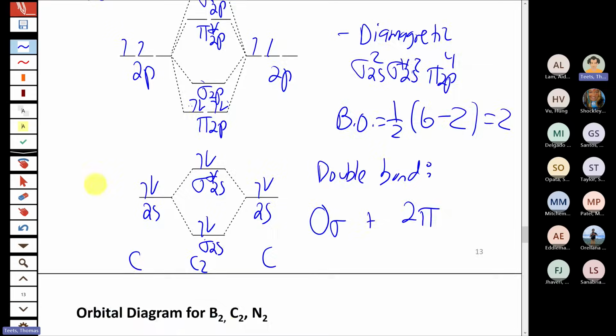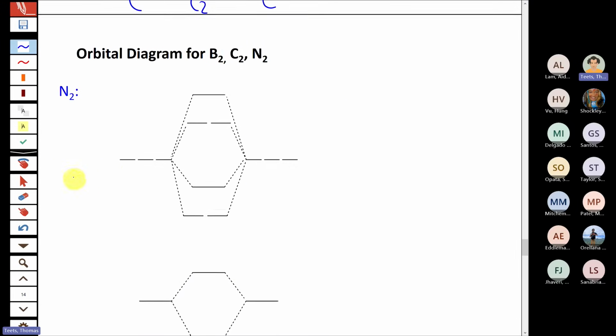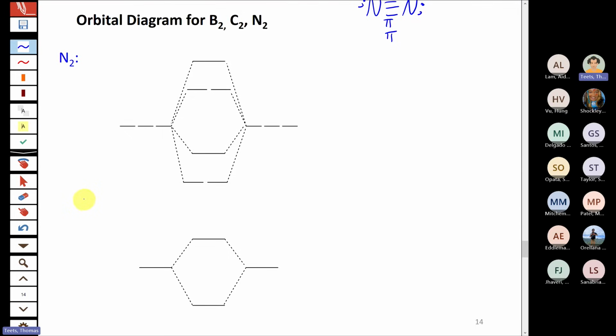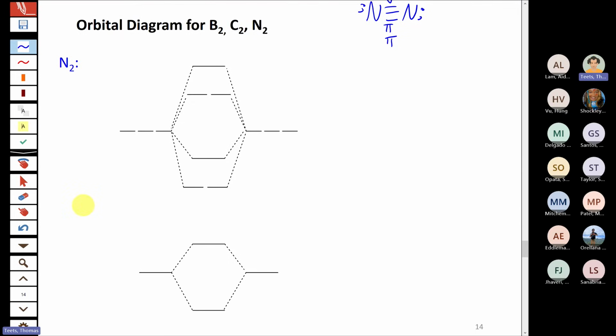And then finally, if we go to N2, last one we'll do, we could draw a Lewis structure for N2, and we end up with a triple bond: sigma and 2 pi's. Let's see if the molecular orbital diagram makes that same prediction. N2 is a nice stable molecule. We see it all the time. It's 80% of our atmosphere. So let's see if the molecular orbital diagram matches what we expect from just the Lewis structure.